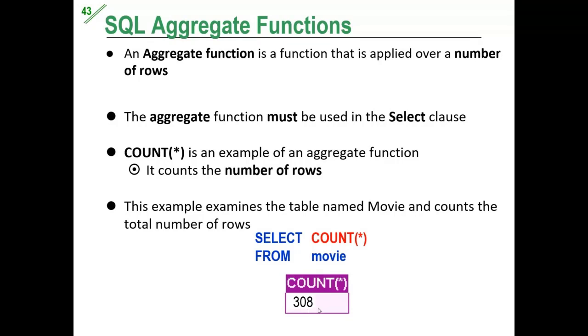Remember, around 304 or 308 movies we have in our movie table. So your answer looks like this, right? We'll get a heading like this, which is the heading of that count function, and then the number of movies, or the number of instances, in that table.